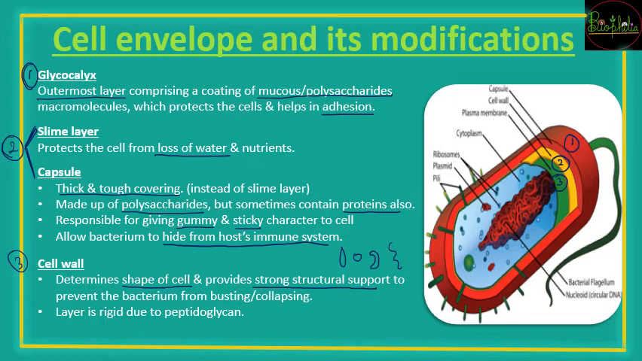And when there is protection from the structural support, तो वो सेल जो है या बैक्टीरिया है वो burst या collapse नहीं होगा. Now this layer needs to maintain the shape, it needs to provide structural support. For all those reasons it needs to be rigid. And this rigidity, वो जो strength है वो strength किससे आएगी? The strength is going to be because of the presence of peptidoglycans. So peptidoglycans, which are present in the cell wall, are going to help them to be rigid so that they can maintain the shape as well as give structural support to the cell.